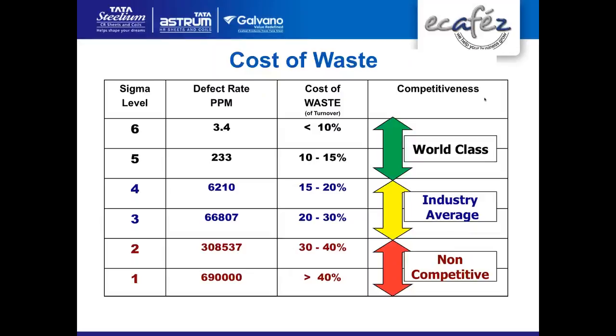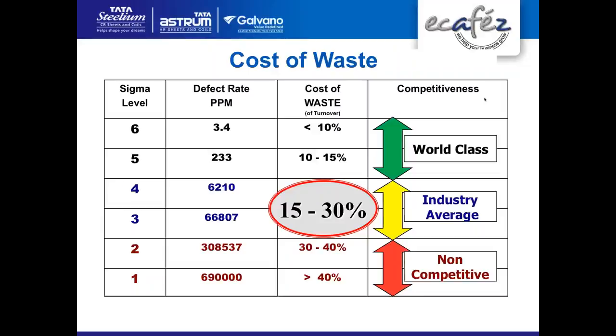a global survey was conducted by the very famous Juran Institute, where Juran was one of the gurus of quality, and they found that in most industries, average industries, 15 to 30% of the turnover is the cost of waste. Whatever your turnover is, I am sure that about 25 to 30% of the turnover is being wasted. So this much potential is there.